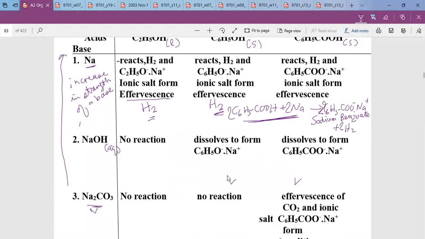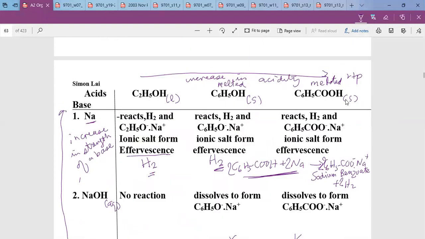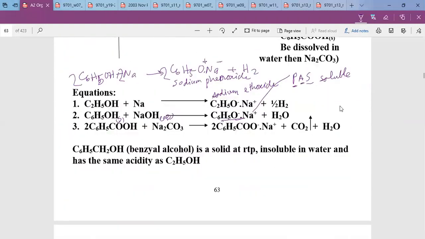Here, your benzoic acid also will dissolve. Okay? But anyway, I can put it down for you. Benzoic acid, C6H5COOH plus NaOH, will dissolve. Now the accurate thing to put is that it is solid here and aqueous here.